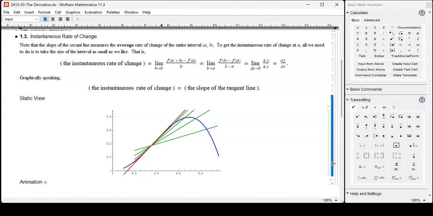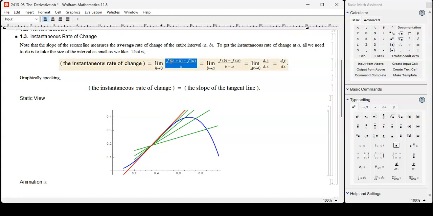Here the green lines are the secant lines, and the slope of a secant line can be written as a Newton quotient like this, or as an average rate of change like this, or as a rise over run like this. And they're all the same, and upon taking the limit, we get a 0 over 0 type limit, and that's the instantaneous rate of change visualized by the slope of this red line, the tangent line.